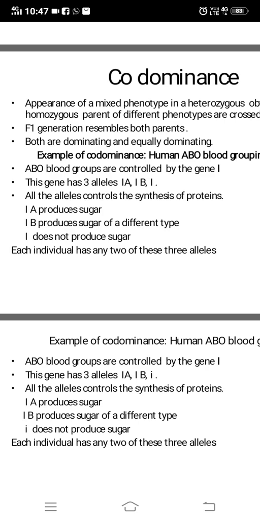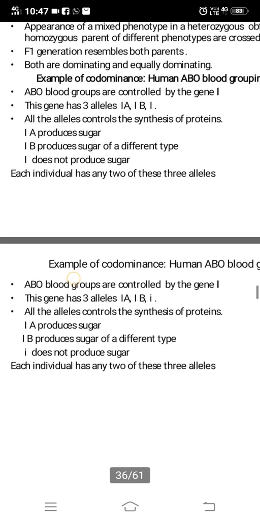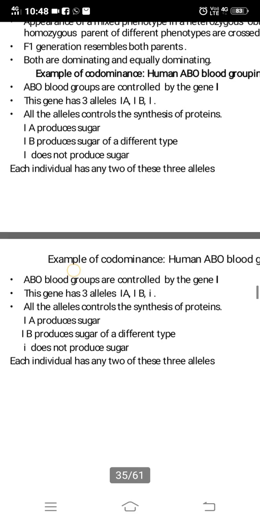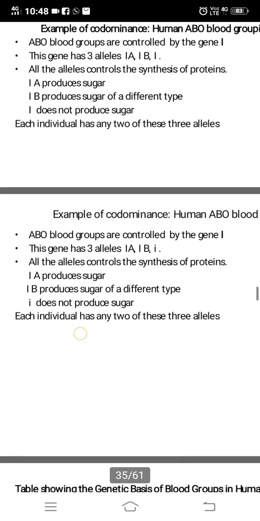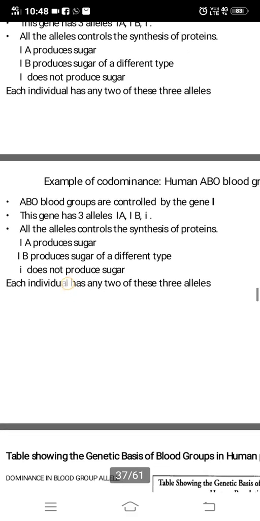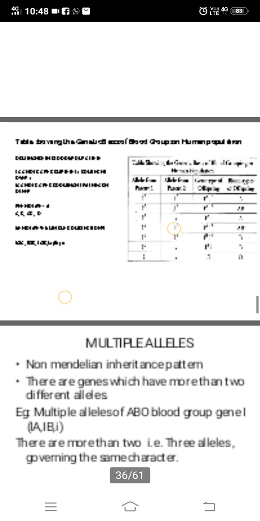Now all the alleles control the synthesis of proteins. IA produces a sugar. IB produces a sugar of a different type. And small i does not produce any sugar. This is what is written as small i in the table which will be seen. Now each individual has any two of these 3 alleles. You can see this table here.